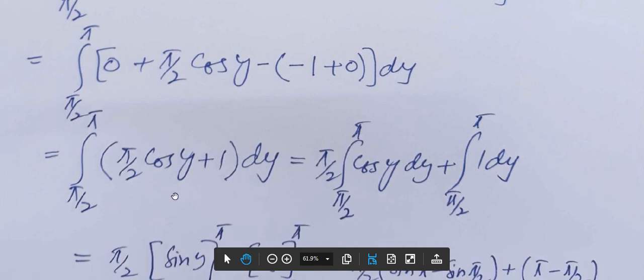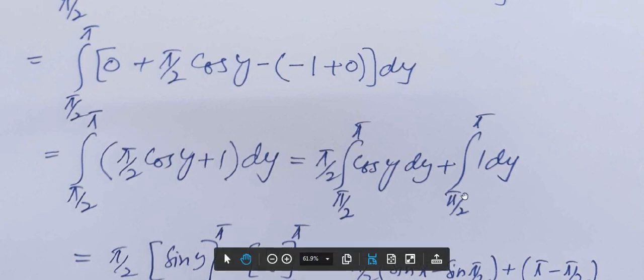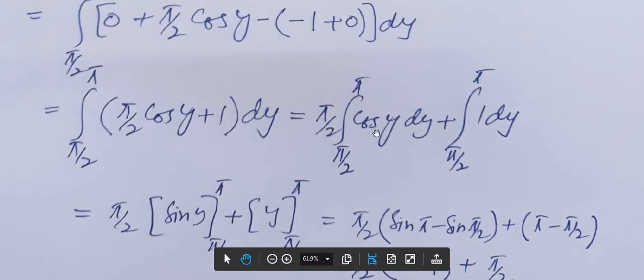Now you can integrate this with respect to y, and the limit is from pi by 2 to pi. You know pi by 2 is a constant, you can write it outside, and then write the integration of cosine y plus the integration of 1 from pi by 2 to pi. So we have written it as two integrals now. The integration of cosine y with respect to y is sine y. You know the derivative of cosine is minus, but when you write the integration, it is opposite. So cosine y gives only sine y, and the integration of 1 is y.